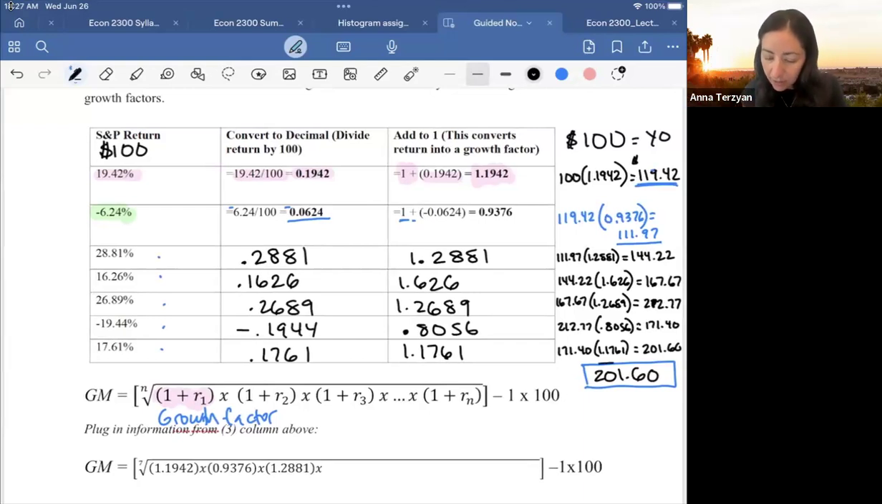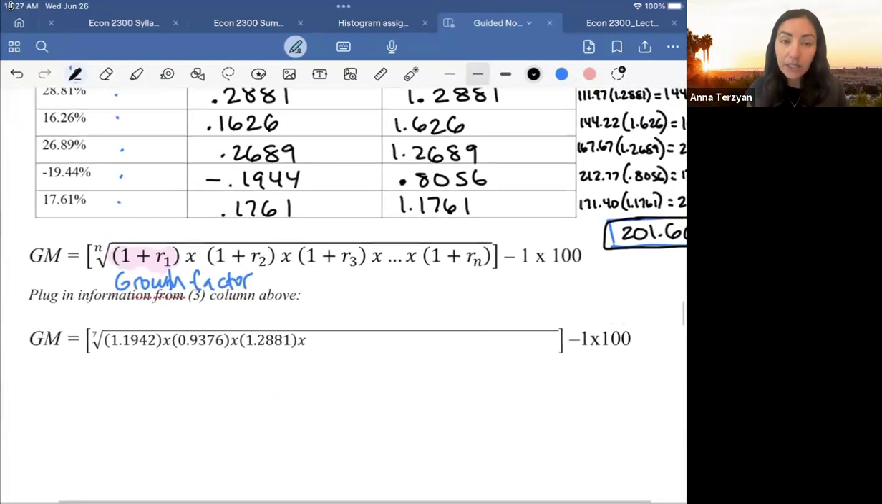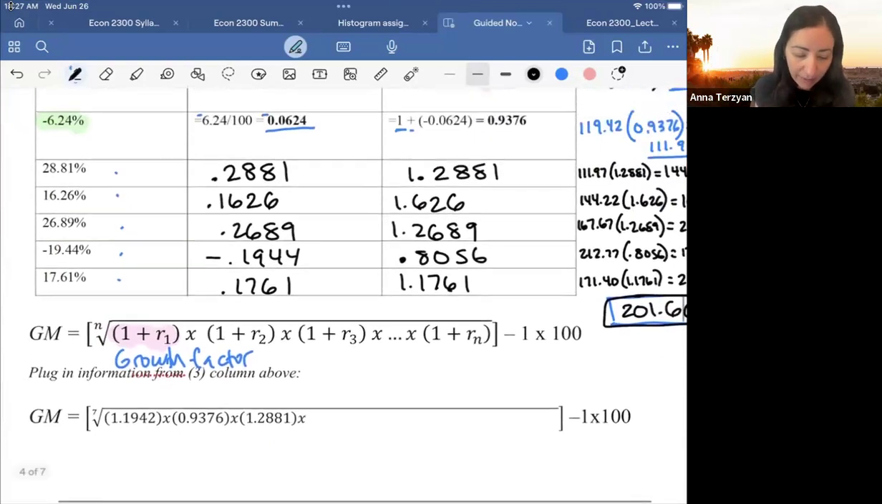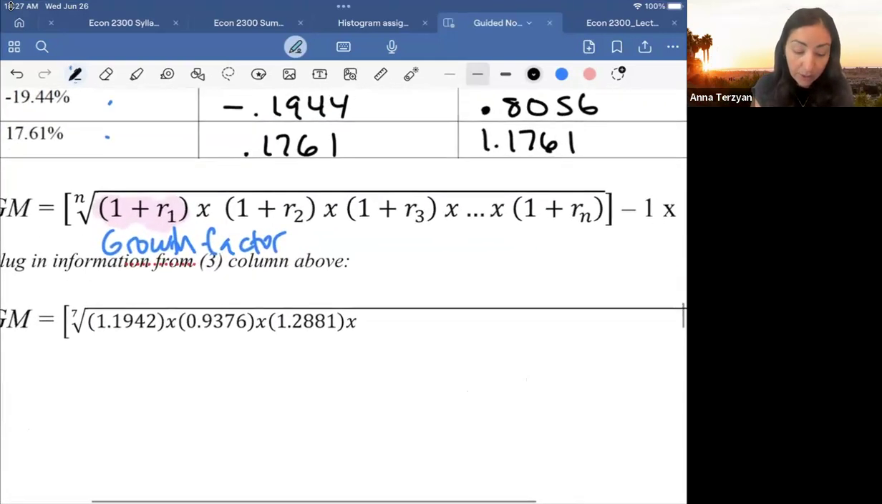Now, this gives us the overall return. Now we want to know what is the average return per year. And to do that, we're going to plug in our growth rates into our geometric mean calculation. So again, here we have how many periods? We have 1, 2, 3, 4, 5, 6, 7. So it's going to be the 7th root.